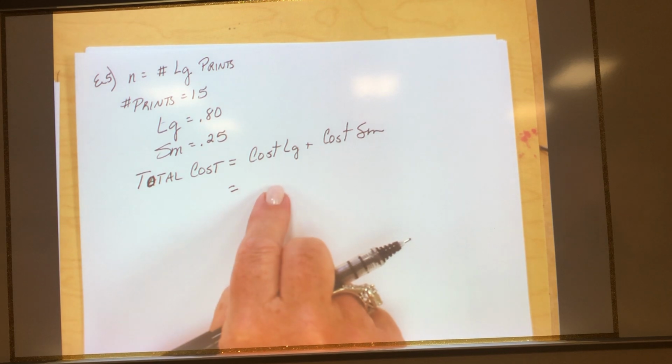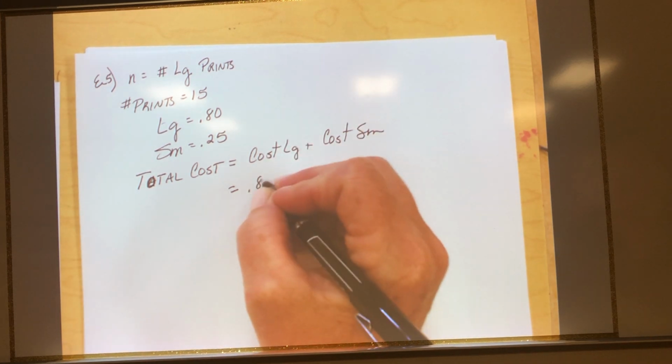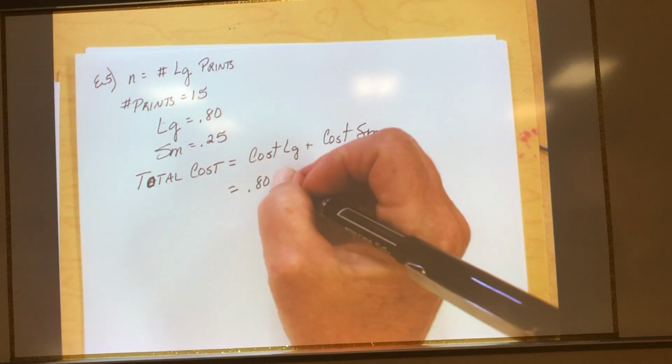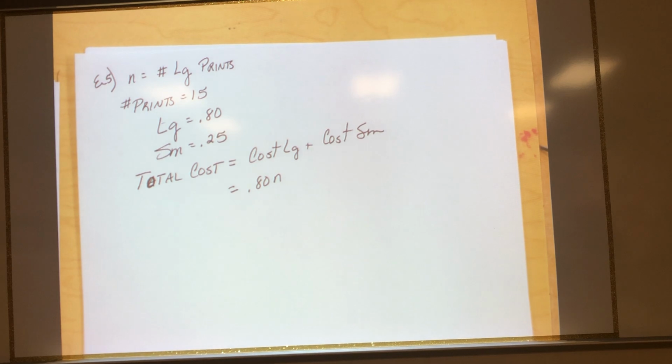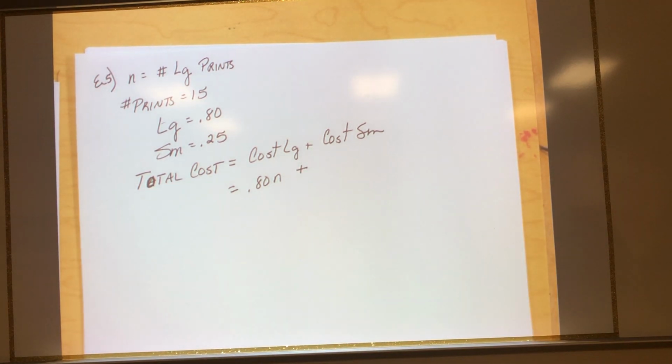So what's the total cost of the large? 0.80 N. It's 80 cents for how much? Each one, or is it 80 cents for all of them? For each one. It's not like I'll make you however many prints you want and I'll charge you 80 cents. Every time you make me make a large print, I'm going to charge you 80 cents. And we're doing N of them. Are you with me? Is everybody okay? Plus the cost of the small. How much do the smalls cost?